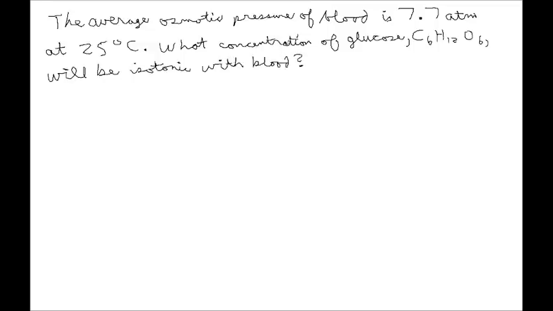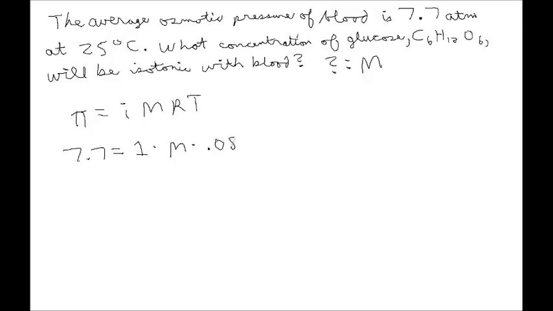Let's work this out. Well, they're asking for molarity, which is capital M. And we know pi is equal to iMRT, where pi is equal to 7.7 atmospheres, which is equal to 1 times M times 0.082 liters atmosphere per mole Kelvin times 298.15 Kelvin. So then we multiply 0.082 times 298.15, take 7.7, and divide that by this number.